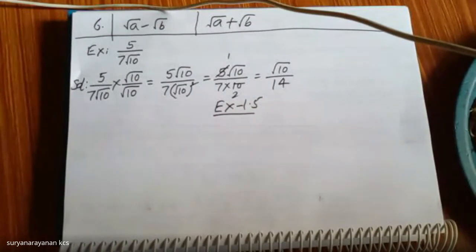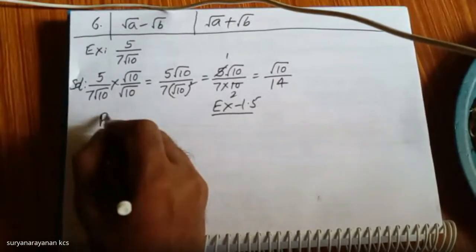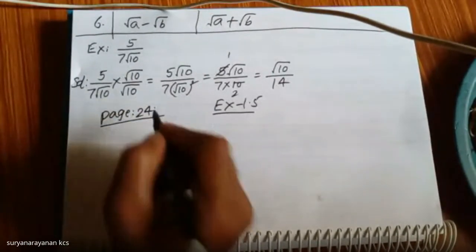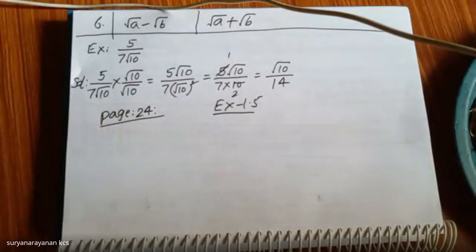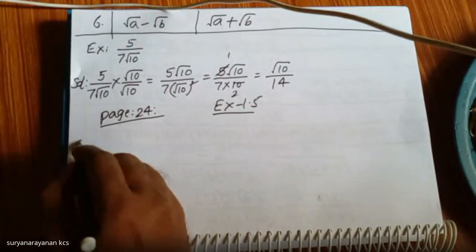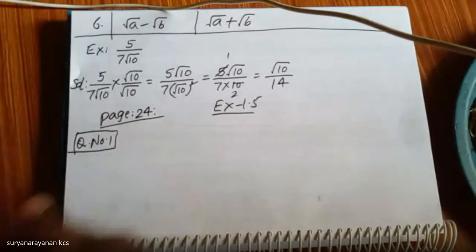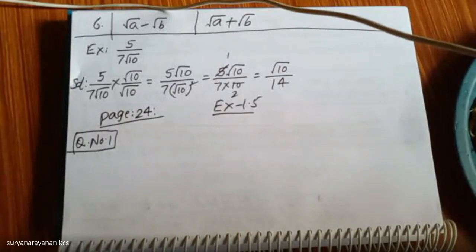Let us start exercise 1.5. All of you open your textbooks, my dear children, page number 24. Tell me the first question. Read the first Roman. What is the question in the first Roman?